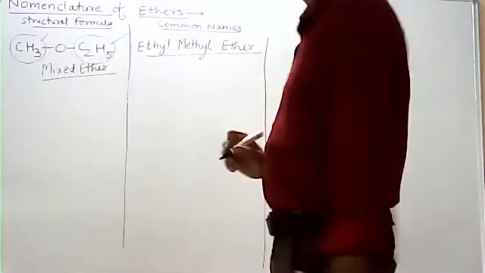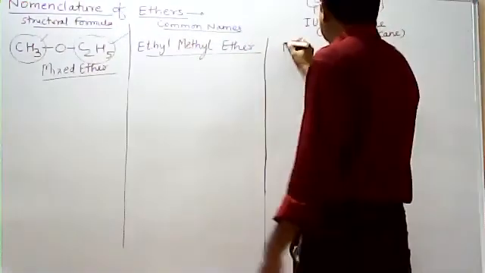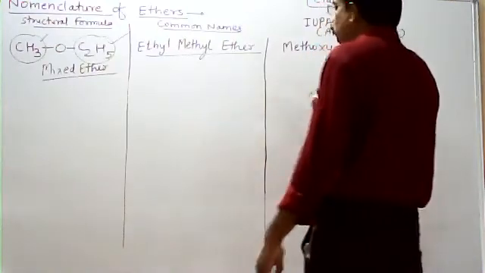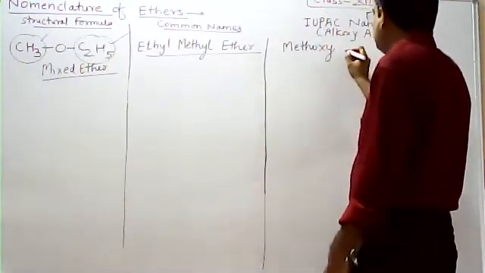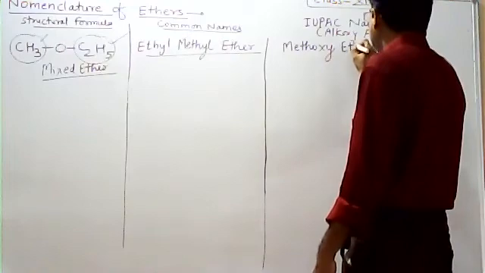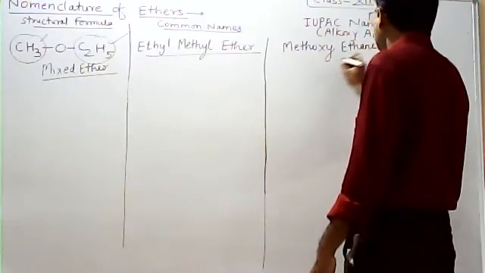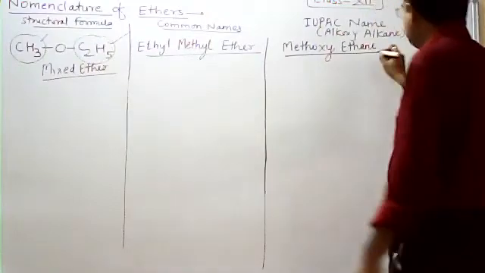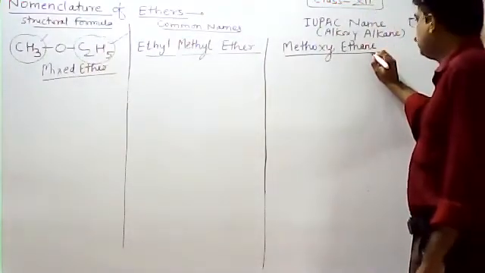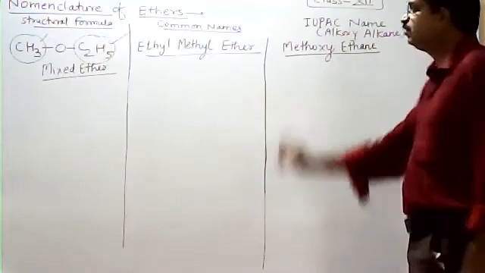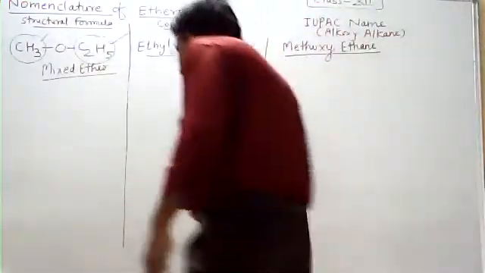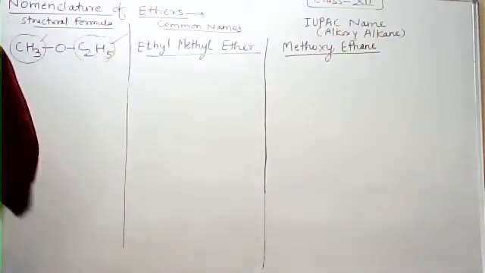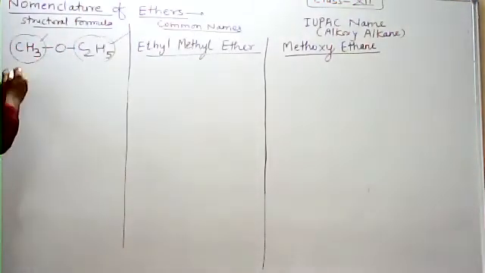Methoxyethane. Correct name. The lower alkyl group is the methyl group, so methyl becomes methoxy. The ethyl group is the higher alkyl group compared to methyl, and the higher alkyl group is considered the alkane part. So ethyl becomes ethane. Methoxyethane is the name. This is a mixed ether. Then we have to discuss some other examples.